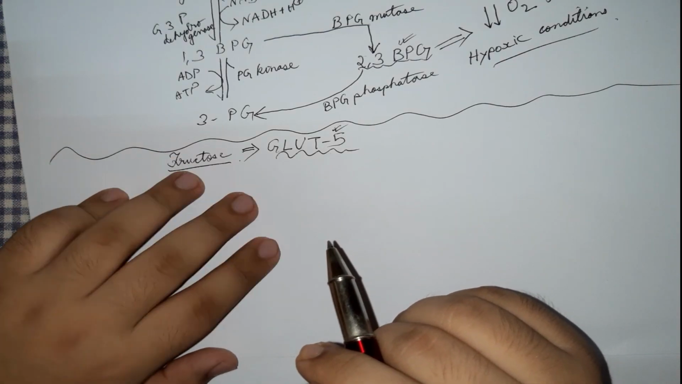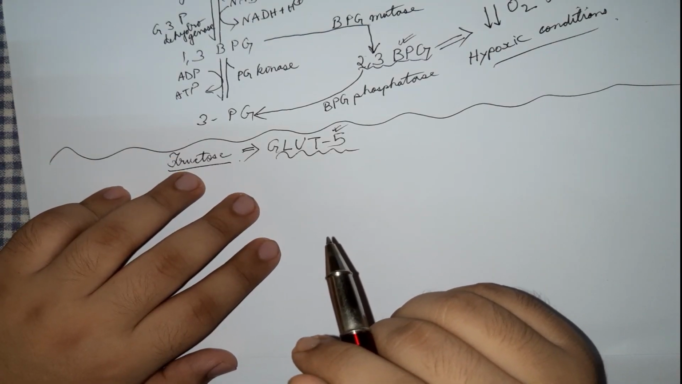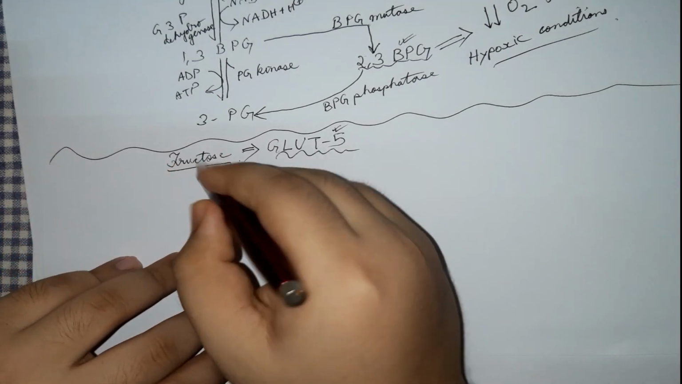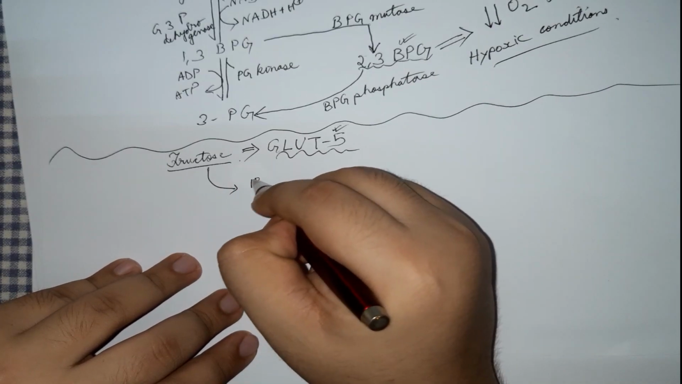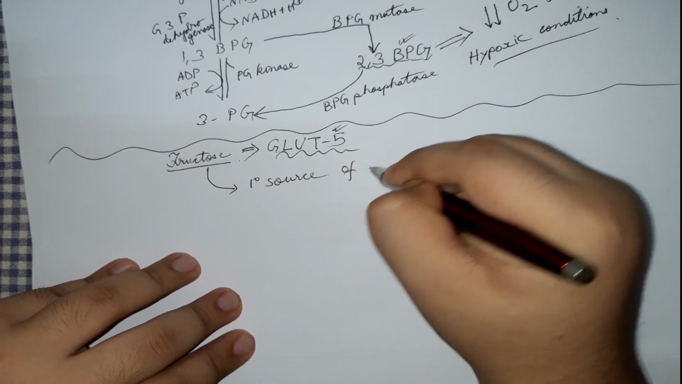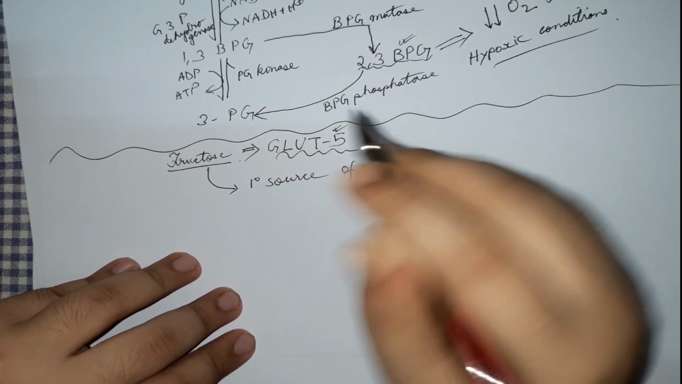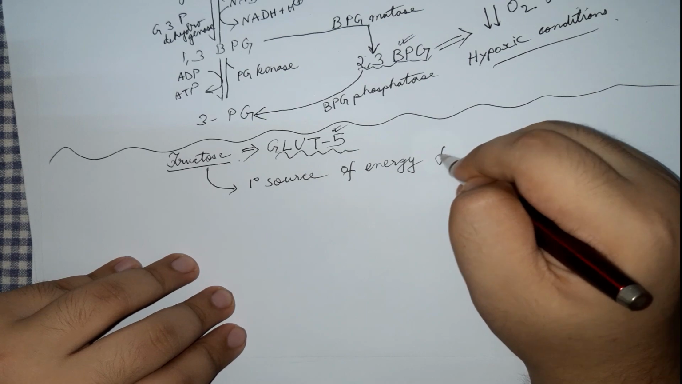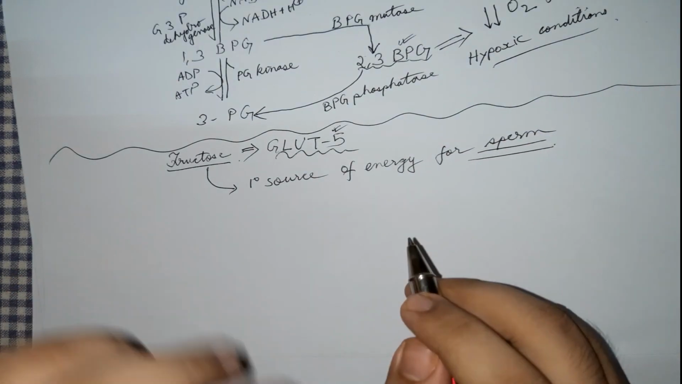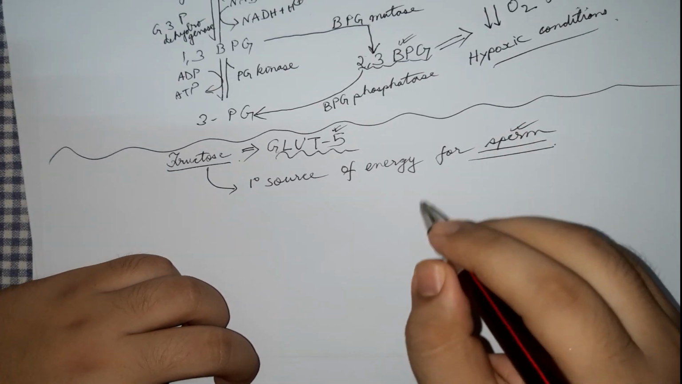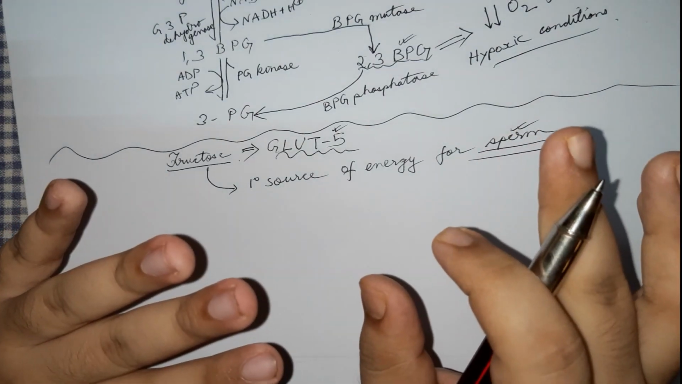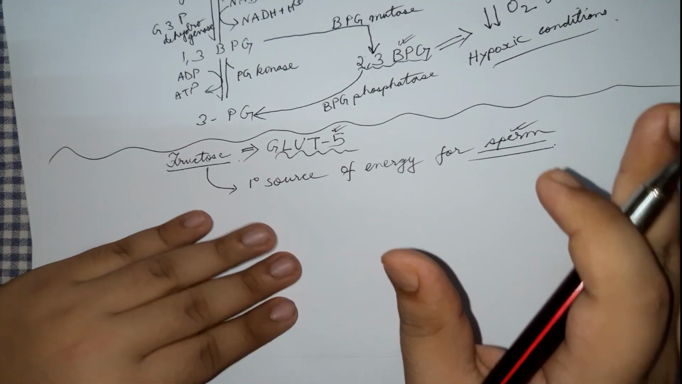Now, what's the importance of fructose in our body? Let me tell you that first. Fructose is the primary source of energy, not for most cells but for sperm cells. Specifically, the primary source of energy for sperm cells is fructose. So fructose is important.